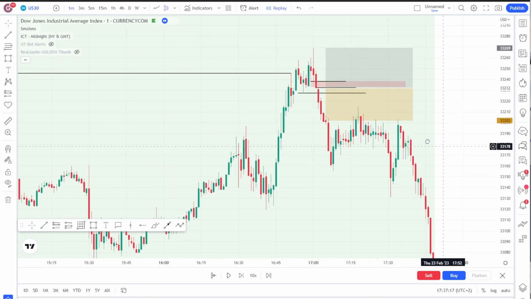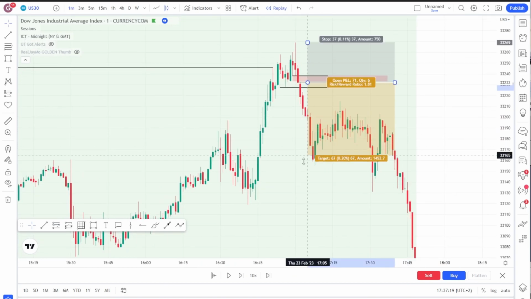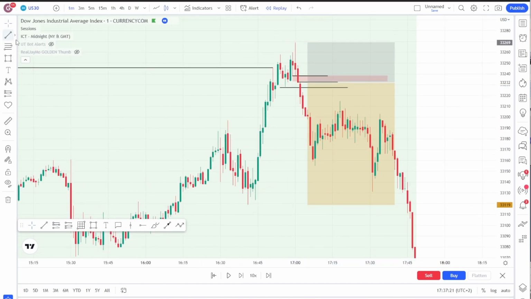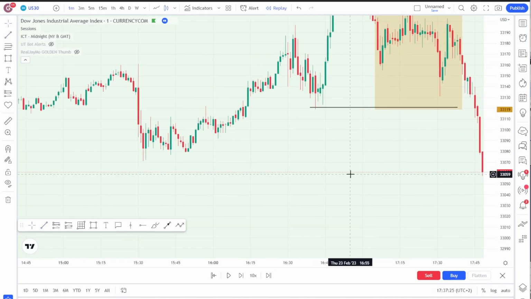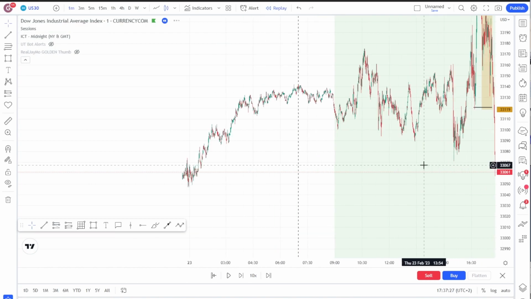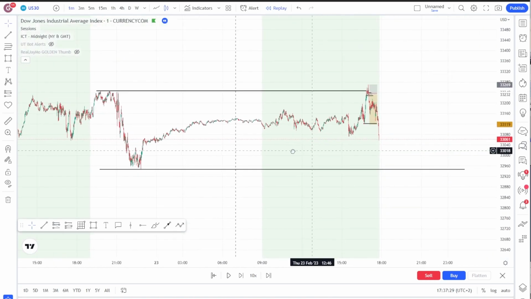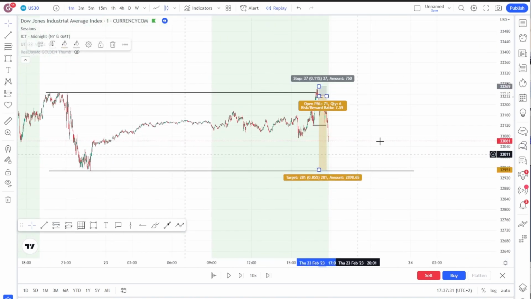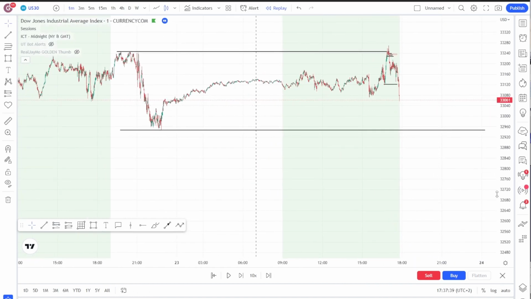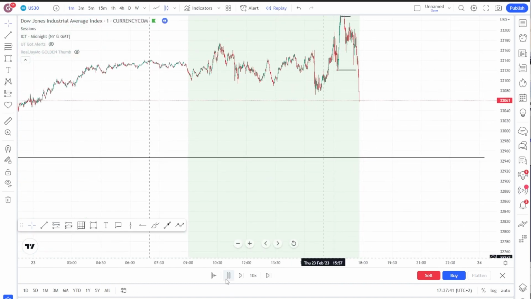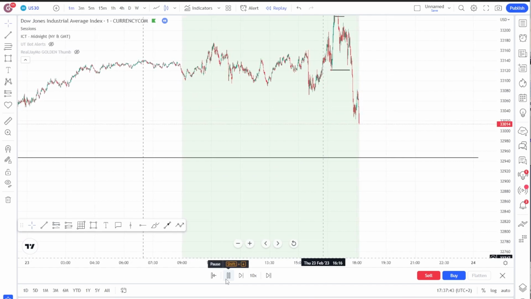Okay, so had we been tagged, we would have targeted this low for our first target, and then obviously we would target the low. So now this is the area we're looking at for our next trade. We would set our alert here, and then we would look for a reaction. So let's see what happens. Price continues.